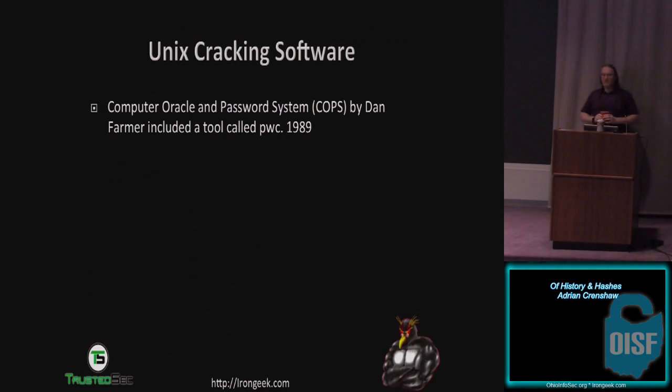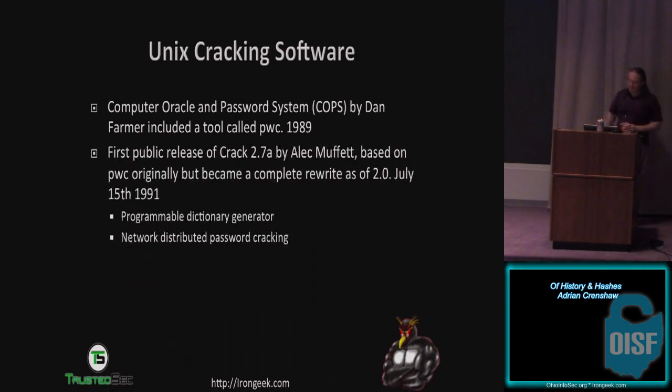One of the earliest password cracking tools of general use, something you could easily go out and get, that wasn't homebrew or passed amongst people, was probably Computer Oracle and Password System, part of COPS by Dan Farmer. It included a tool called PWC for cracking those classic Unix passwords. That came out in 89.